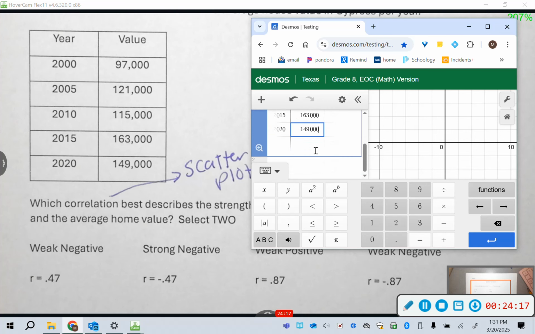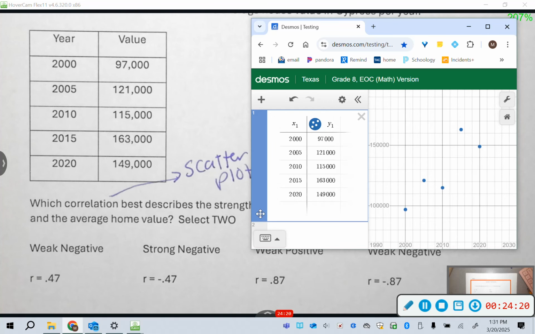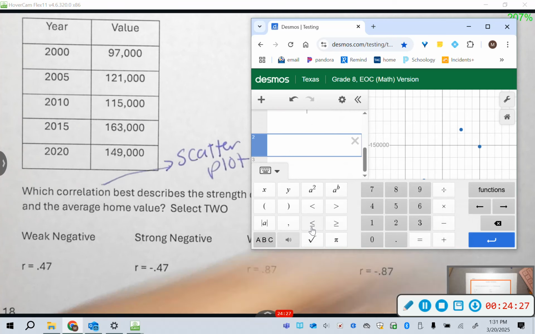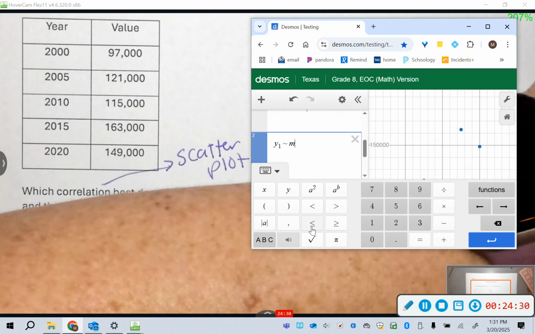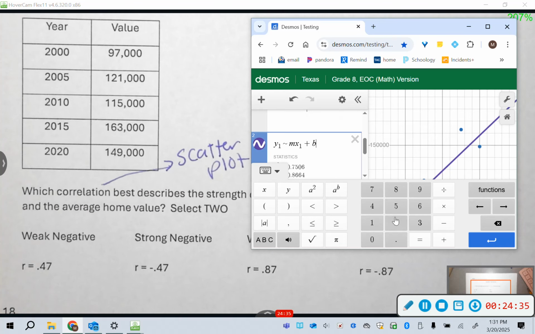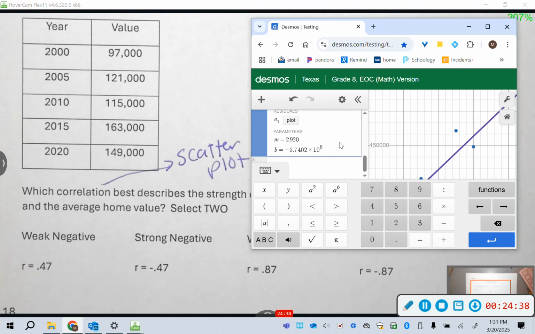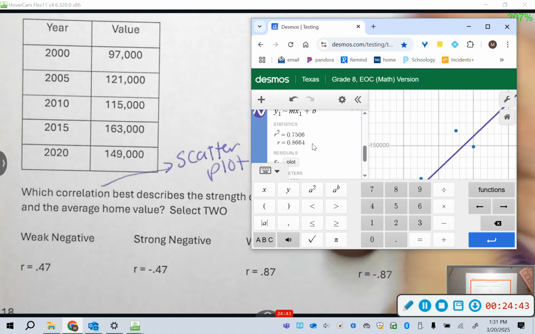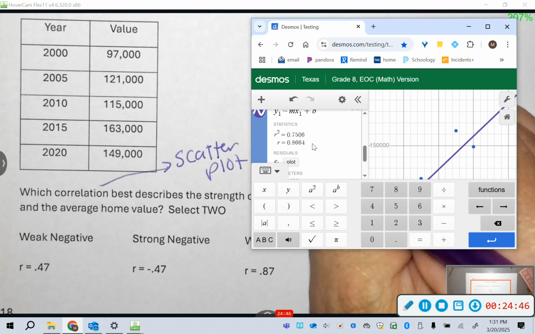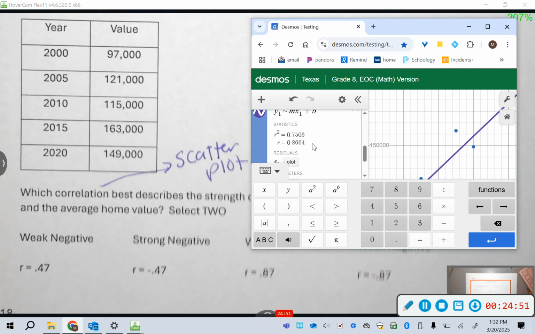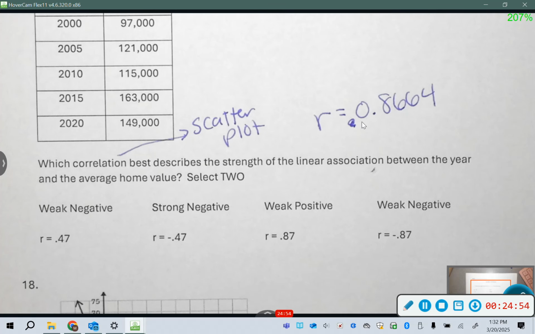Okay, so we are going to click this little magnifying glass to make it zoom in perfect. There's my points. I do see that they're increasing, so that's positive. And we're going to type our y1 squiggle first. So y1 squiggle mx plus b. I do realize it's positive data. And my r, I'll write it down, r equals 0.8664. Okay, so knowing that I have a positive 0.8664.